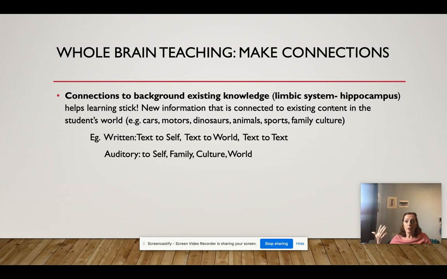And then there's auditory, right? There's written, auditory. So when we hear something, we might connect it to something within ourselves, or in our family, or in our culture, or in our world. So whole brain teaching is acknowledging those connections. Whole brain teaching is pausing and digesting and talking about what those connections might be, helping kids see them, going slow and helping them see them.